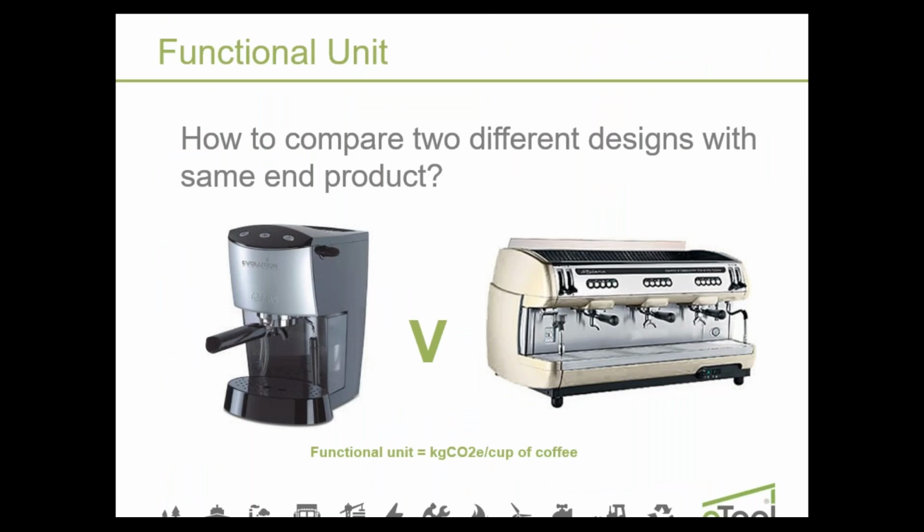So functional unit is another interesting thing to think of. What do you think is more environmentally friendly? So the left coffee machine, the right coffee machine, how would you measure it? So we need to think about the function of the product or the unit. In this case, what's the function? To produce coffee. So it can be a cup of coffee. So this is our functional unit.